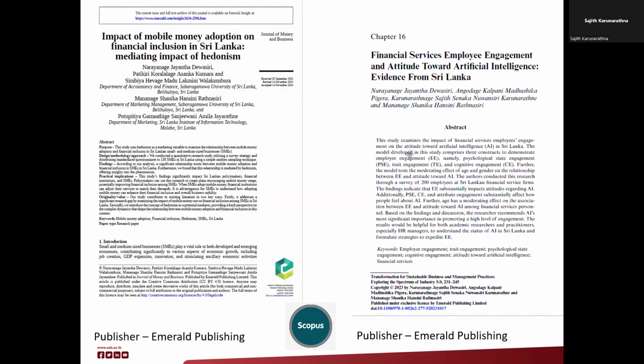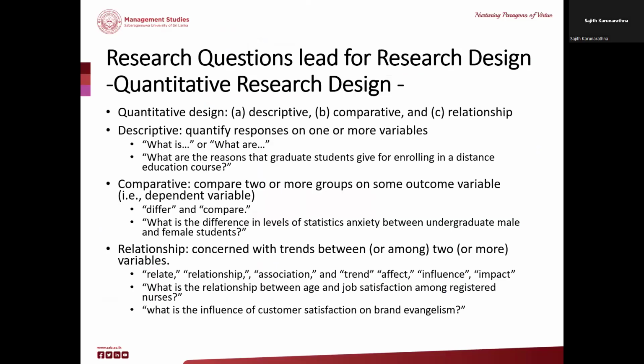So I discussed the impact here. We'll go back to the slide. This is a relationship bounded question, concerned with trends between or among two or more variables. Relate.